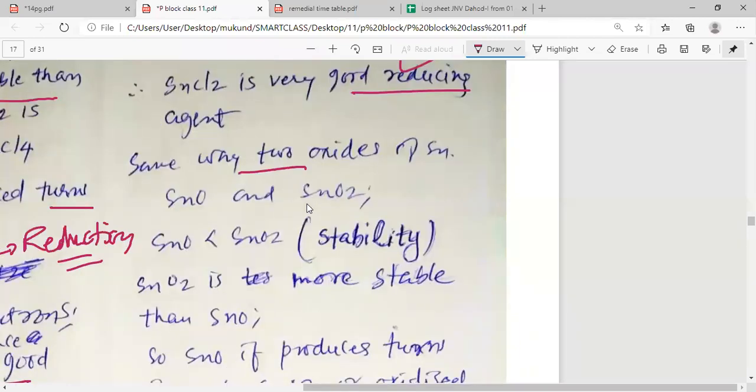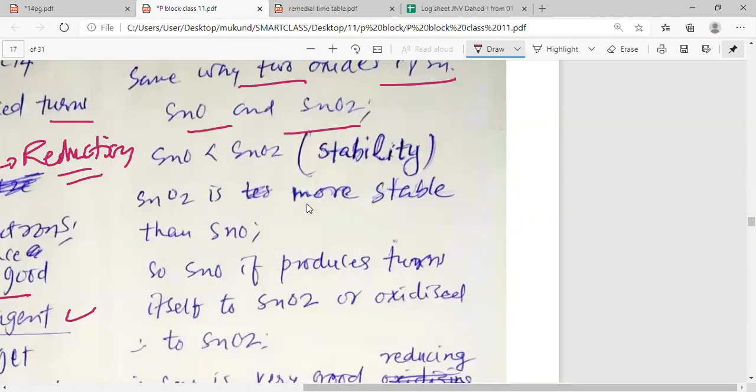So we can say that of the oxides of tin, SnO and SnO2, SnO is less stable than SnO2 because the plus 4 oxidation state in Sn is more stable.